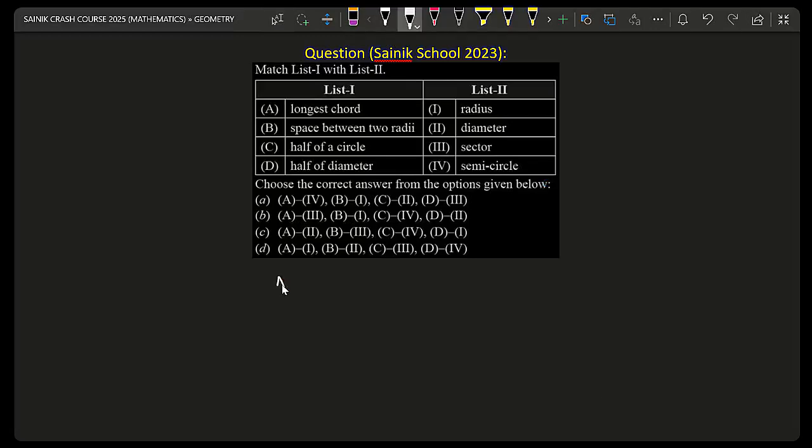So let us write here. A is matched to 2. Next, the space between two radii is sector. Yes, B connects to 3. Next, the half of the circle is called semicircle. Yes, C is 4. Next, half of diameter is called radius. Yes, this is very simple. Which option is giving all the correct answers, Harini? Option C. Yes, answer C. Very good, Harini. You can mute now.